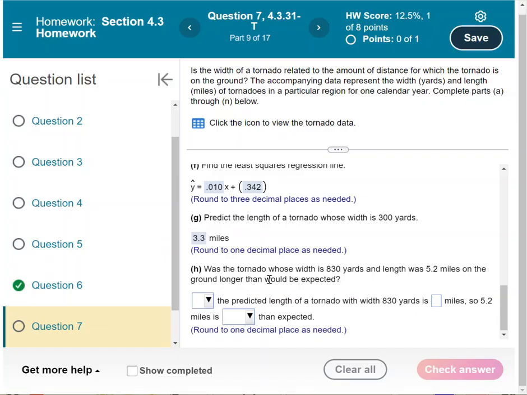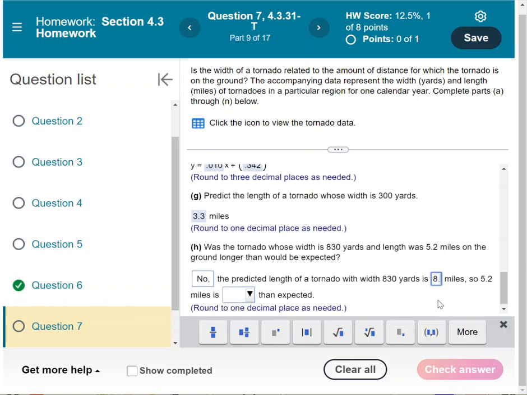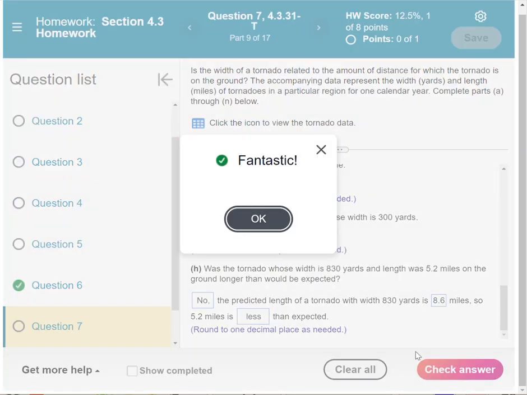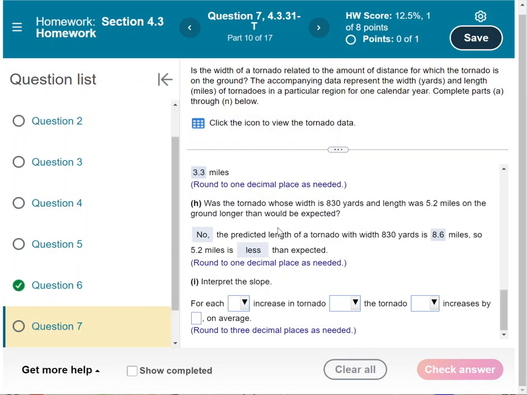So what did it actually come out to? 5.2. So I would say no. The predicted length of a tornado with width 830 yards is 8.6 miles. So 5.2 miles is less than expected. All right.